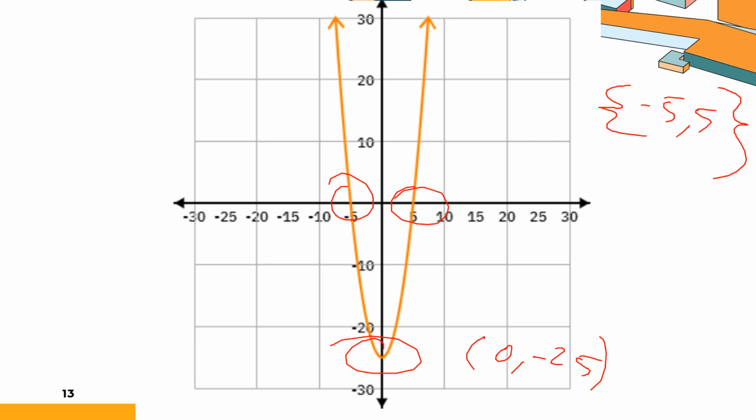You just look for the x-axis. If it doesn't cross it, that means it doesn't exist. There's no solution. If it touches it just once, there's one solution. Or in this case, when it touches it twice, there are 2 solutions.